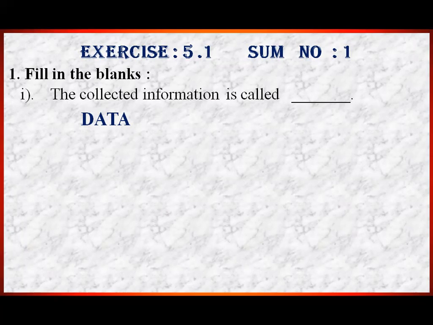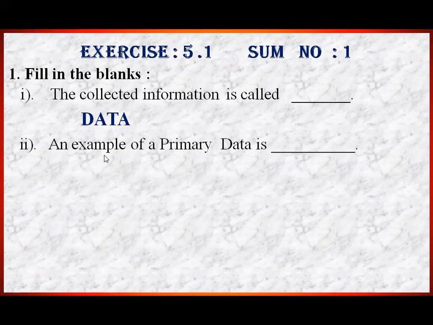For example, the rate or price of gold, you go and check on the internet. That is already collected by someone and given to you, so it is called secondary data. In school, you are asked to stand in height order or count the number of children in each house or group. You do it personally. That is called primary data.